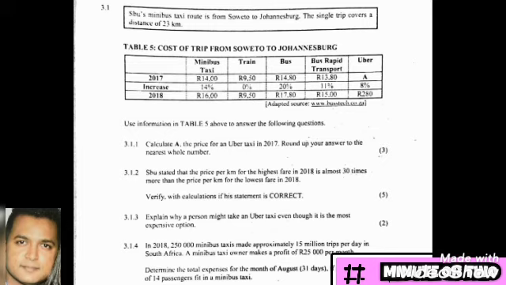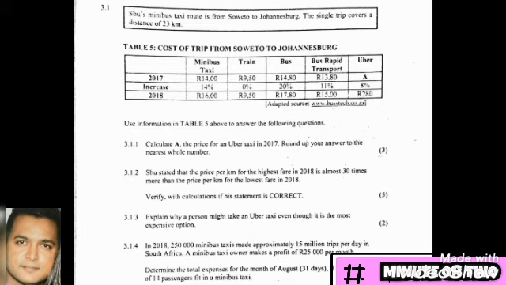Now looking at the table below, it's a table regarding the cost of the trip from Soweto to Johannesburg. There are various modes of transport which a person can use. One is the minibus taxi, the other is the train, then there is the bus, then the bus rapid transport, and lastly there is the Uber. If you notice, there are also price changes, the 2017 and the 2018, showing also the increases in percentages. So 3.1.1, calculate A, the price for an Uber taxi in 2017.